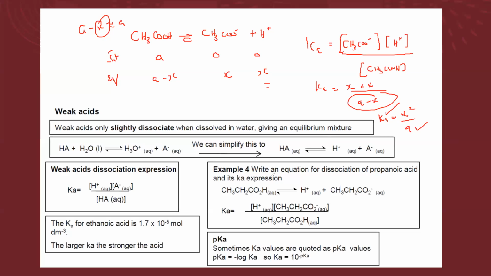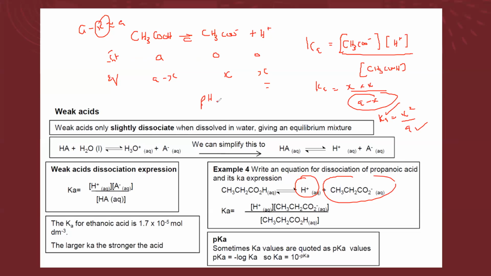So in this question, first we have to write an equation for the dissociation of propanoic acid. We have propanoic acid, it will dissociate into H plus and propanoate ion. And when we write K, it's product divided by reactant. So we'll get this K. What is pK? What's the meaning of pK?